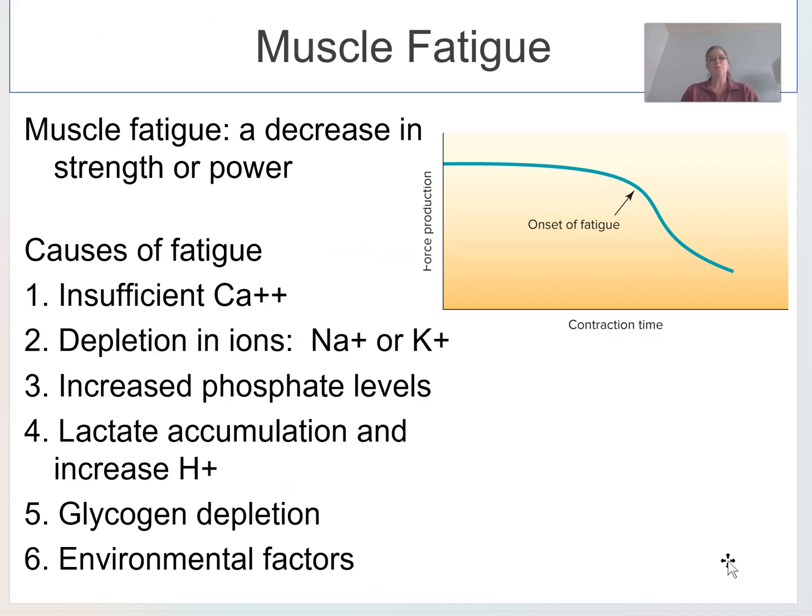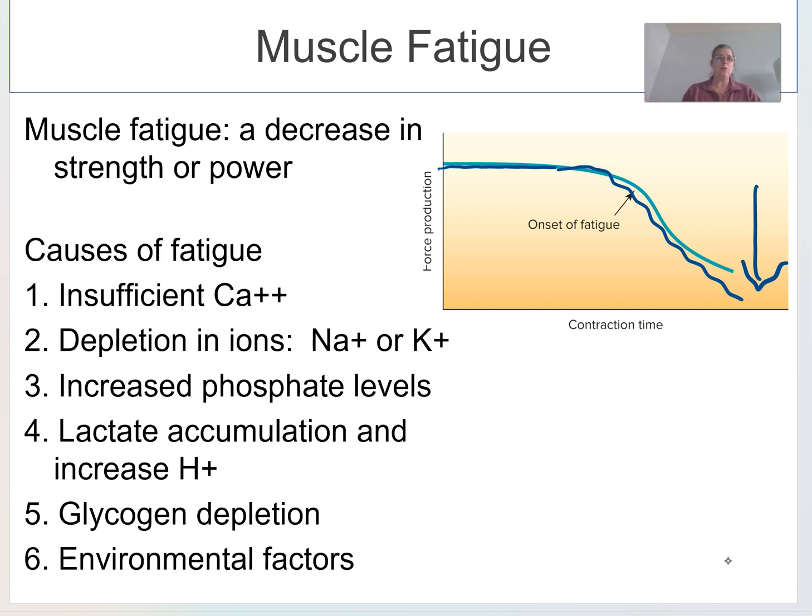So then also muscle fatigue. We talked about wave summation and tetany, and basically once we're at our max contractions, we can only hold it for so long, and then muscle fatigue occurs. And notice that the force rapidly falls. In fact, sometimes you'll drop the weight, which is why you have a spotter.